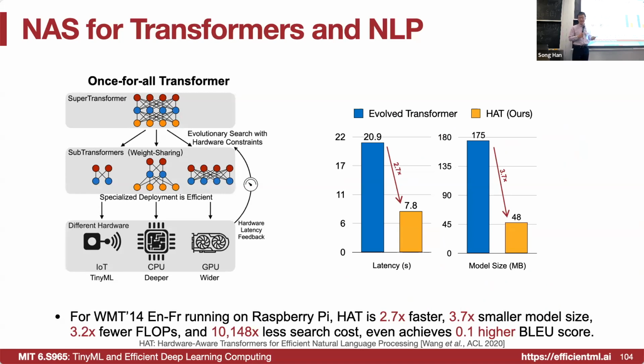Similarly, this once-for-all technique also works well for transformers and natural language processing. So we can build this once-for-all transformer and then have different specialized versions, large and small: large for the GPU, small for the IoT devices. And we can reduce the latency and model size by 2 to 7 and 2 to 4 times.